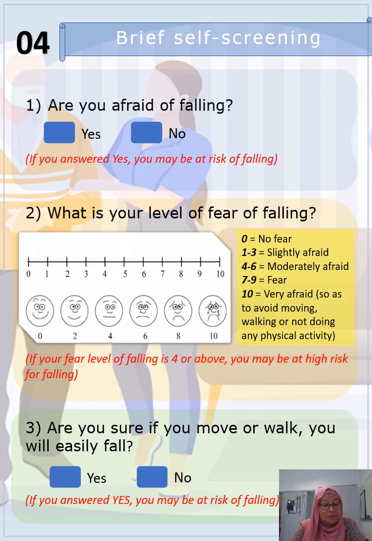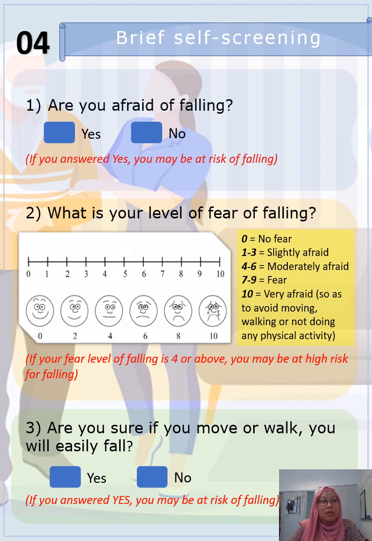If they answer yes, they may be at risk of falling. Even if they answer no, they may still be at risk of falling due to some non-modifiable factors such as age. If they have very advanced age, they are definitely at risk of falling. But when you ask them whether they are afraid of falling, this is something psychological. If they answered yes, then they may need to be prevented.